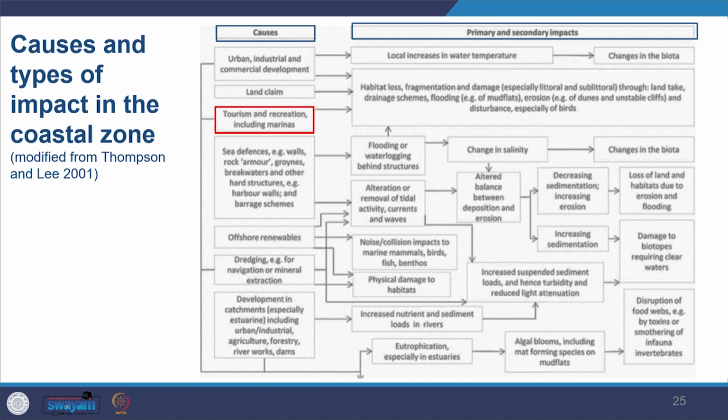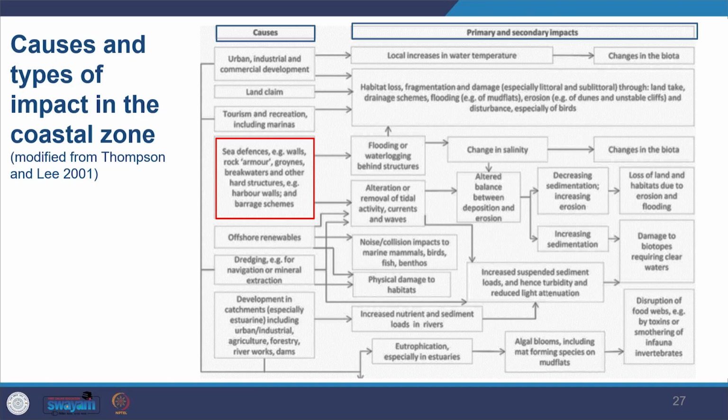Further, we see other causes, such as sea defenses. When we say sea defense, it means there are chances of all kinds of disasters: cyclones, typhoons, and things like that. So you generally have protective walls and water breaks and other things. It can be a hard structure, or you can have harbor walls or barrage schemes and so on.